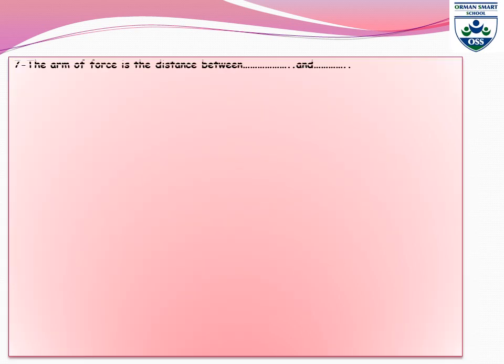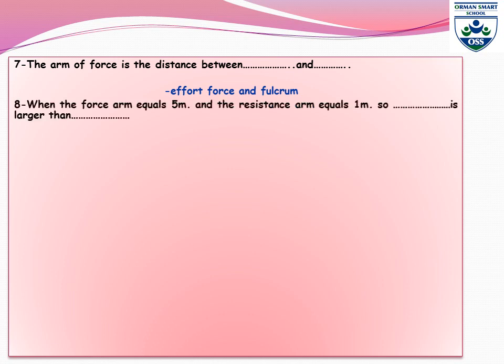Question number 7. The arm of force is the distance between effort force and fulcrum. 8. When the force arm equals 5 meters and the resistance arm equals 1 meter, the resistance force is larger than the effort force. In this question, we find the force arm is longer than the resistance arm, so the resistance force is larger than the effort force.